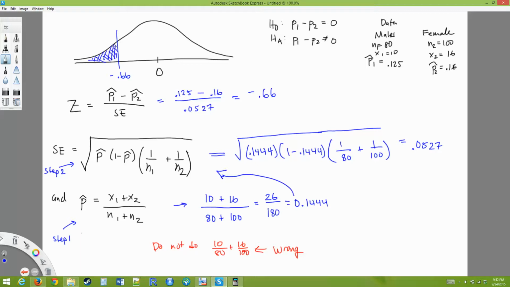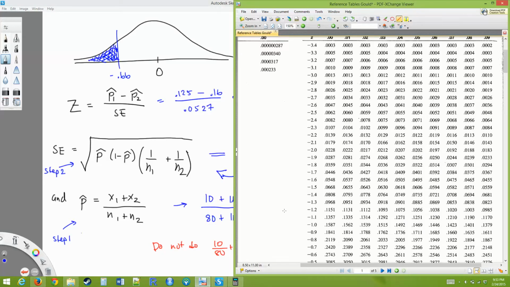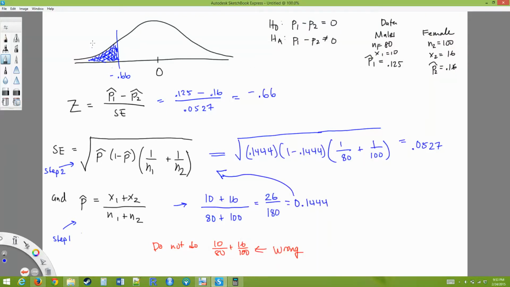And I want to know how much is in my area over here. Okay, so if the percentage of left-handed people for males and females were the same, what's the probability that I get a difference like this? So if I look at negative 0.66, I get 0.2546. Okay, so over here the area is 0.2546.